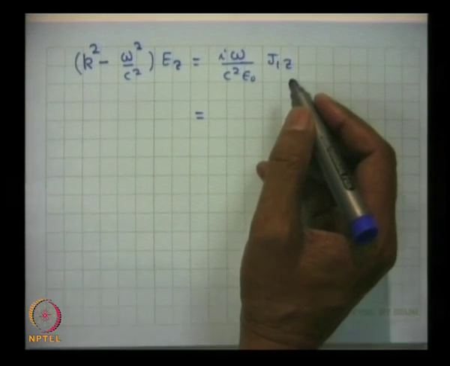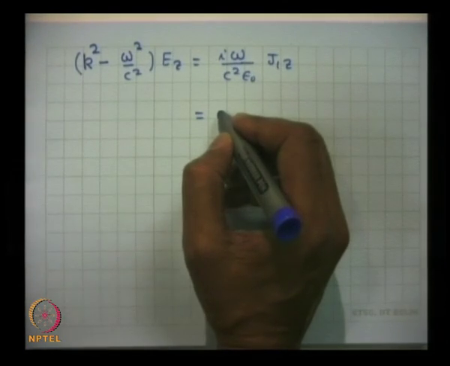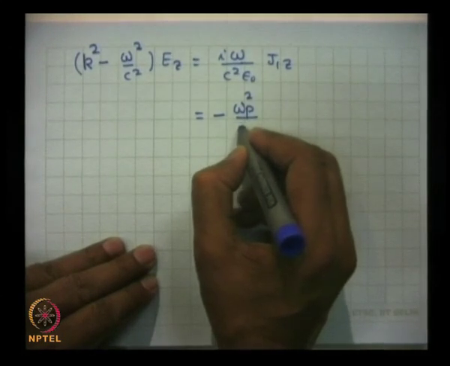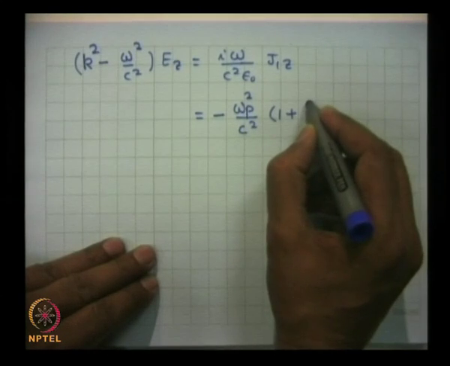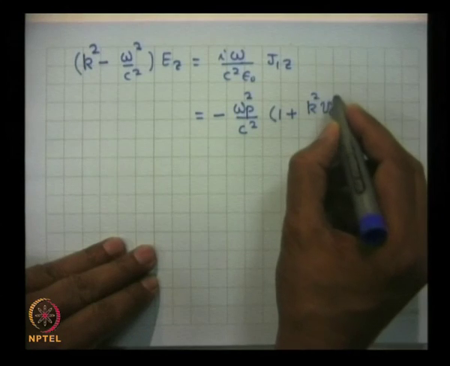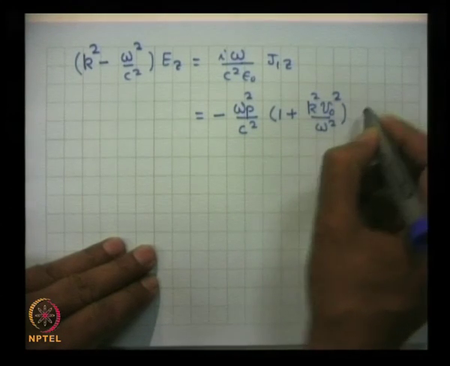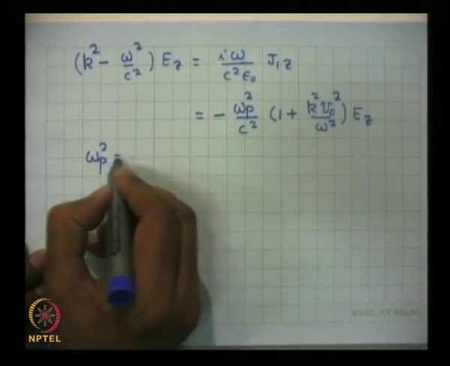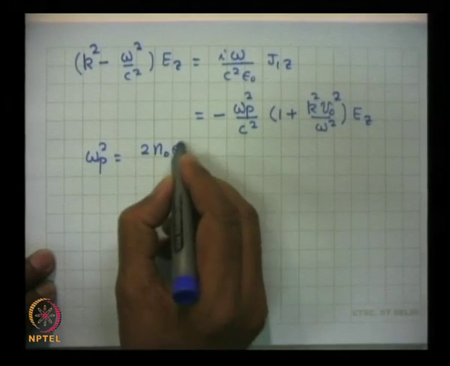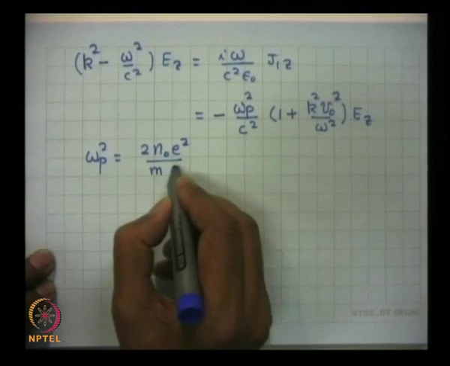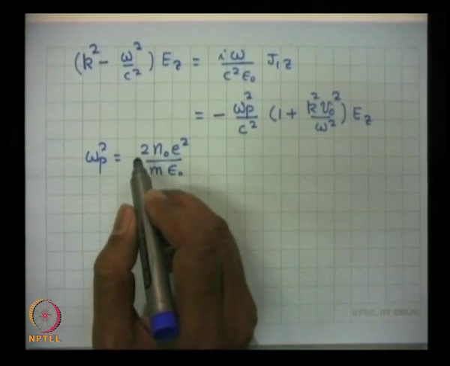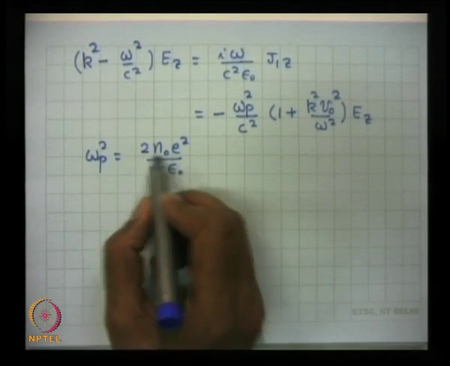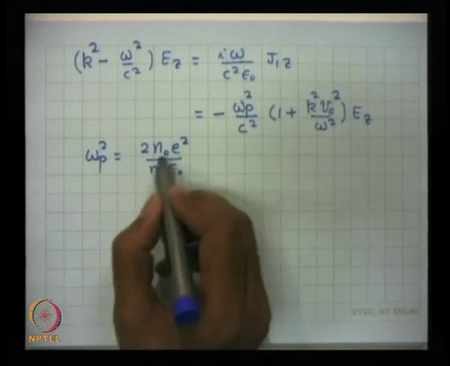When I use the value of J1z that I had deduced, it turns out to be equal to minus omega p square upon c square into 1 plus k square V0 square upon omega square multiplied by Ez, where I have introduced a quantity omega p square which is equal to twice n0 e square upon m epsilon 0. The 2 factor comes because the total density of electrons, due to the beam plus the plasma electrons, is 2 n0, n0 for each species. So, this is why 2 n0 comes in here.